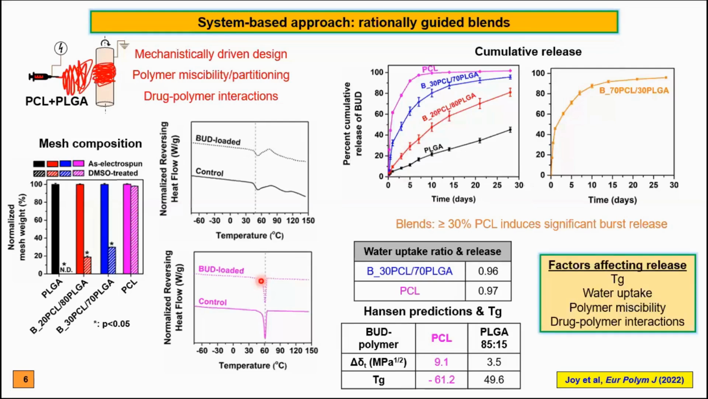So the factors to summarize that slide here are glass transition temperatures, differences in water uptake, polymer miscibility, and drug-polymer interactions. So this is a good starting point. We're able to reduce the burst using blends, but this is still not good enough because it cannot be systematized, in the sense that I cannot scale it up. When I go to higher blend ratios, I'm still getting back the burst.